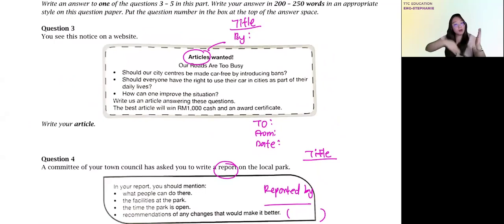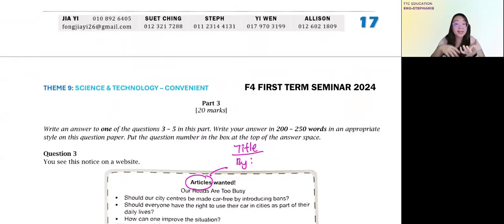So this is how I analyzed the whole paper 1 and paper 2 for the model paper. Hopefully this helps you clarify a bit on the tips and tricks that you need to understand. And for our theme of science and technology, what are the words that you can use? How can you form or brainstorm certain content while you are doing your guided writing?